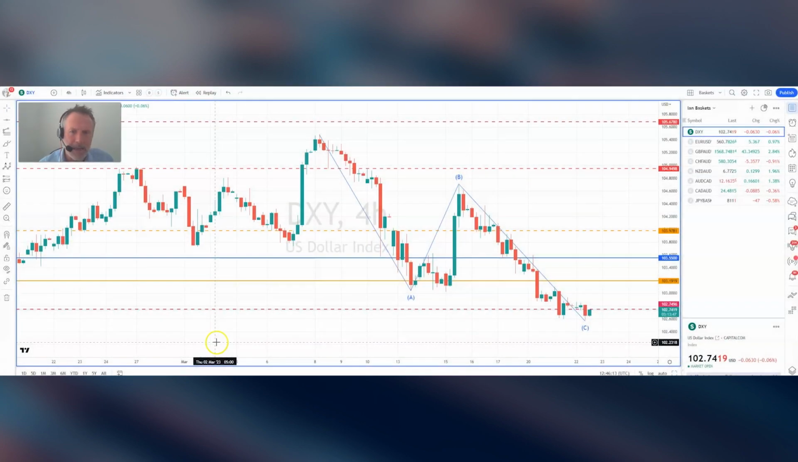The first chart is the DXY dollar index. This is a 4-hour chart. We can see we've had quite an aggressive move to the downside since posting a high trade on the 8th of March. However, this move lower can be seen in three waves. Now, corrective formations are normally in three wave patterns.